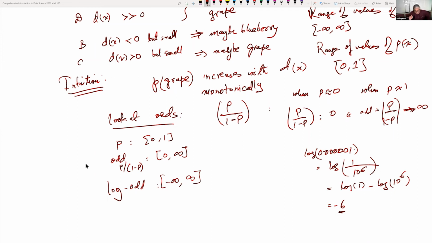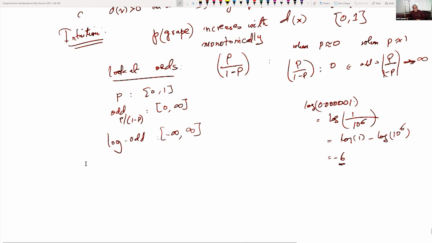We are getting somewhere. So could we hypothesize that the log odds and the distance, now log odds also increases monotonically. They both have the same nature. P, odds and log odds, they both increase monotonically. As P increases, they increase. Right? The distance also, of course, by definition, increases linearly.